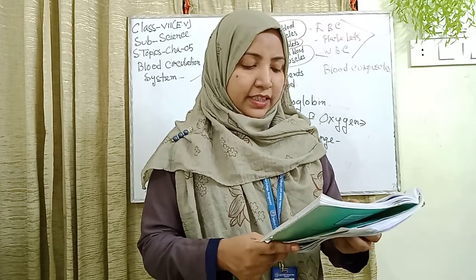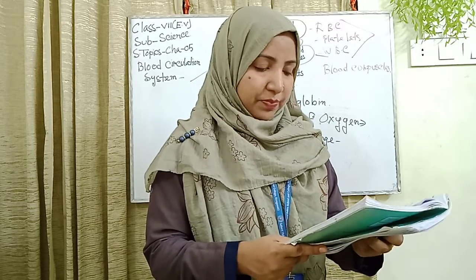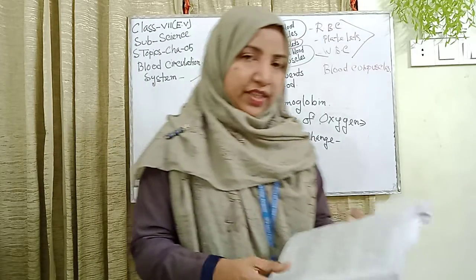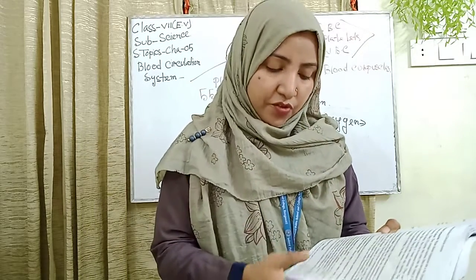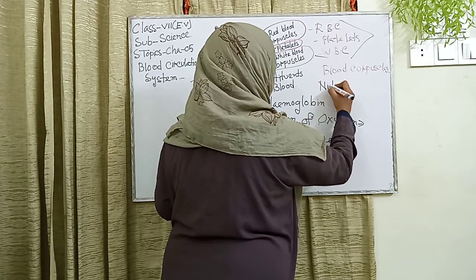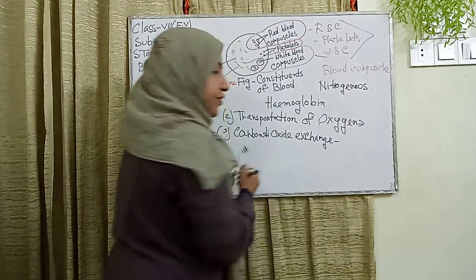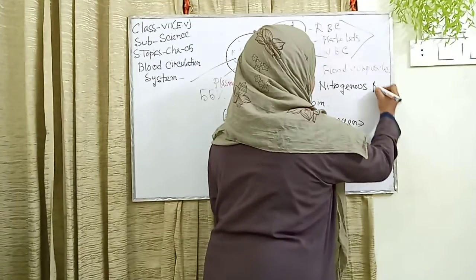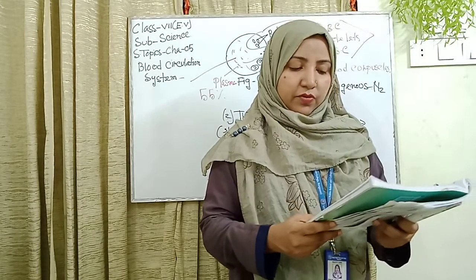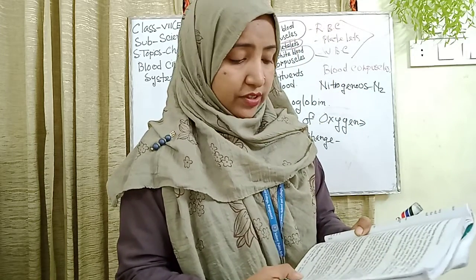Fourth topic is expulsion of waste materials. How does the blood expel waste materials? Blood helps expulsion of nitrogenous waste. Everyone mark this, nitrogenous, that means containing nitrogen, nitrogen based. The blood helps expulsion of nitrogenous waste products.